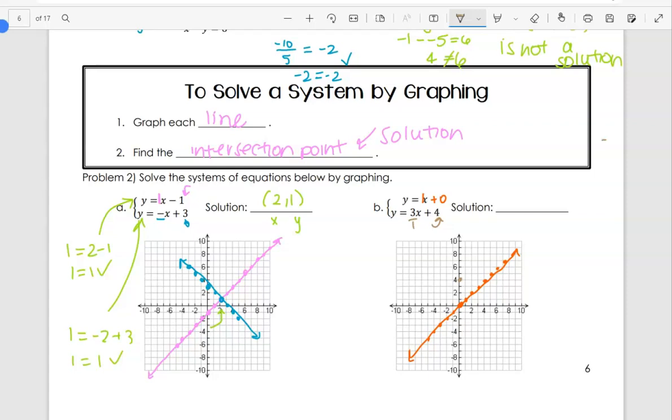So I rise 3, 1, 2, 3, and I run 1. Again, 1, 2, 3. I'm not going to find my intersection there, so I've got to go down. 1, 2, 3 over 1, again, and again, and boom, you can see our intersection point is right here at negative 2 comma negative 2. Okay, and we can check the same way, substituting them back in.